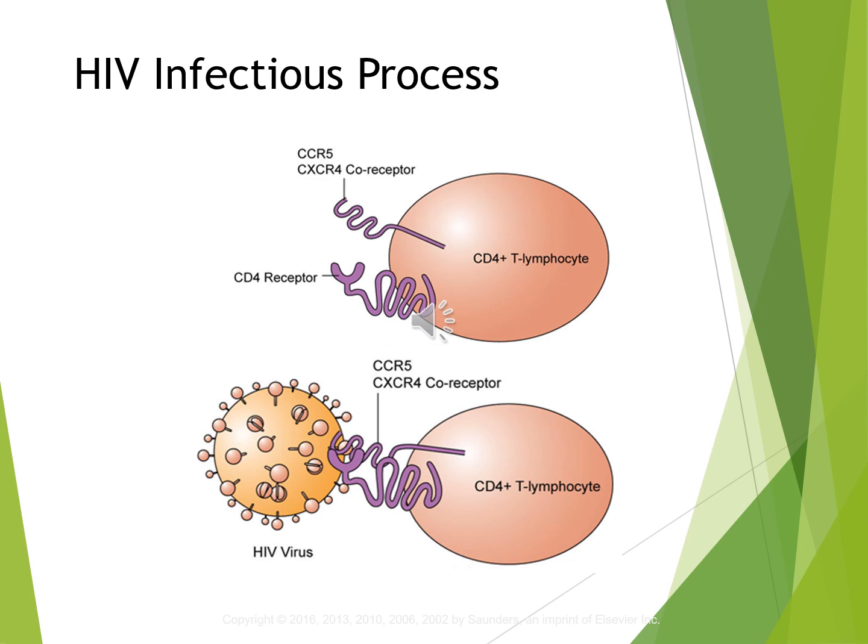This is a picture. I'm very visual. I like to look at pictures when I'm learning. So this is showing you a healthy CD4 cell at the top, and it has little receptors on it, these CD4 receptors, or the CCR5 or the CXCR4 co-receptor. Those are the receptors that the HIV virus is drawn to, and that's how it attaches to the CD4 cell, and that's how it begins the process of introducing itself into the cell itself.